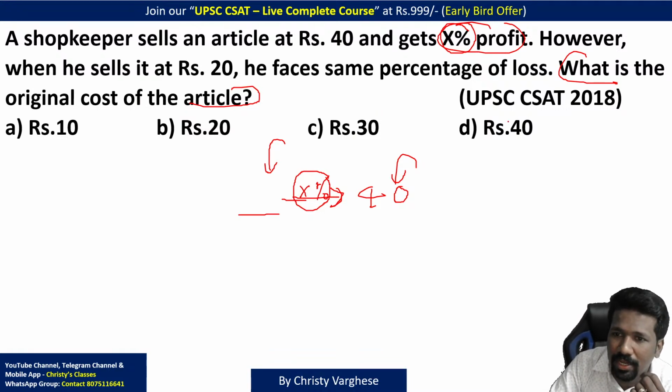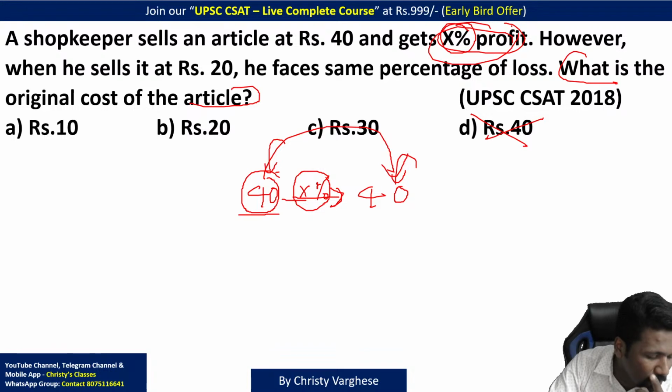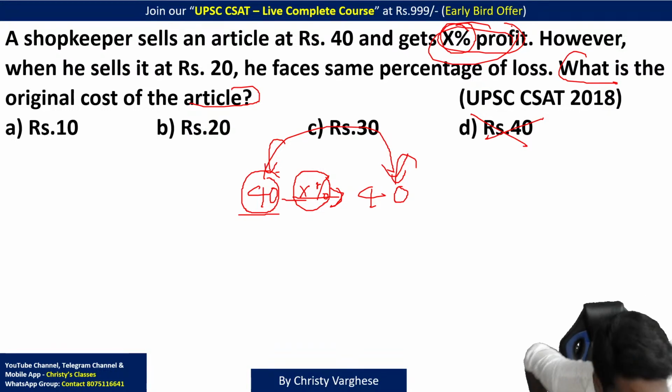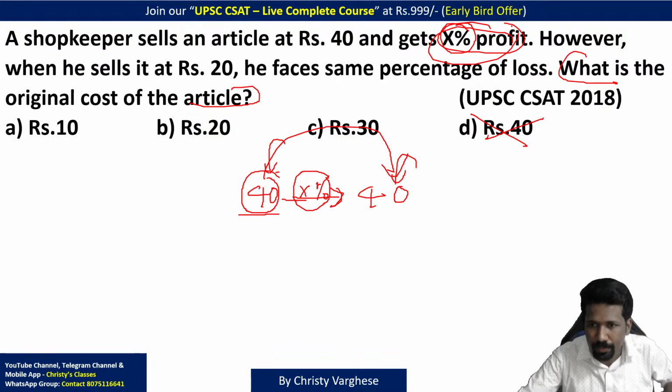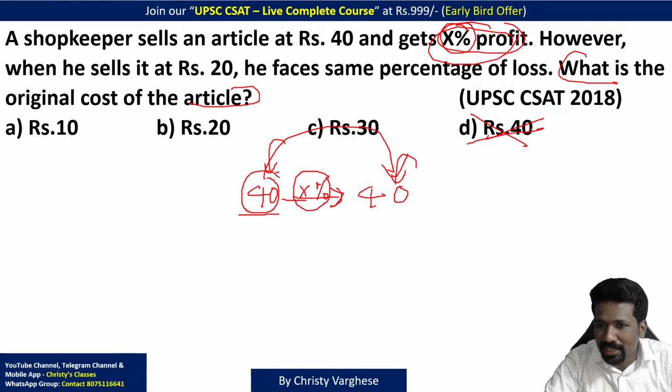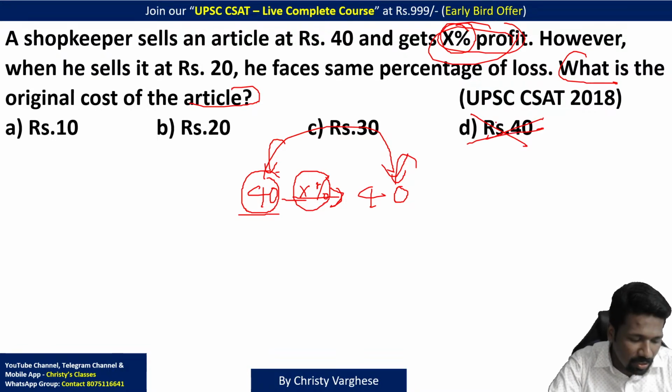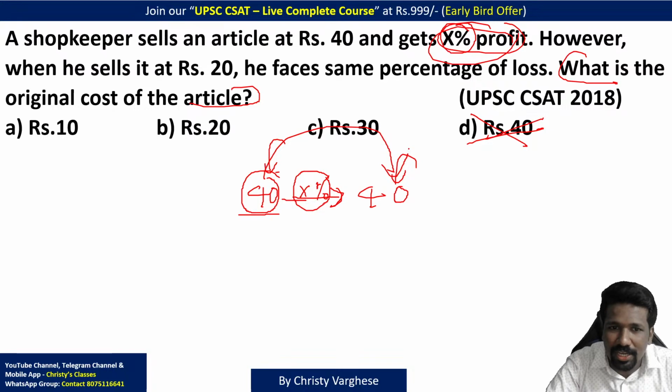Original cost of the article being 40 is impossible. Because if 40 rupees is the original cost, after selling it at 40 rupees, you got a profit? No, that's a break-even situation. No profit, no loss. So clearly 40 being the answer is a contradiction. So 40 is not the answer. You rejected the option instead of selecting it. Then read further. No other option can be eliminated by this idea, but read further.